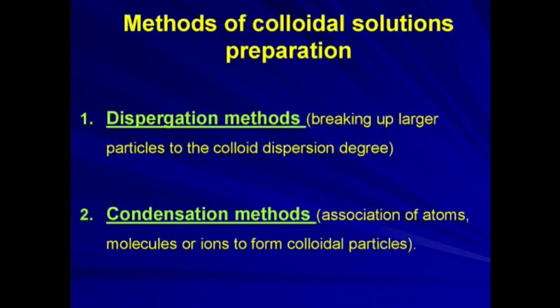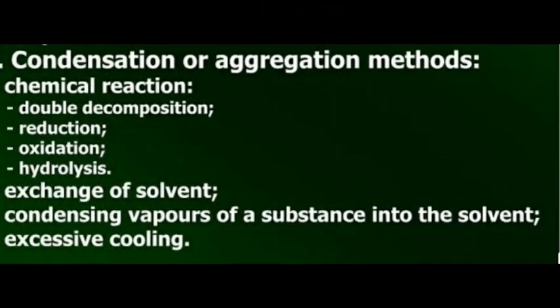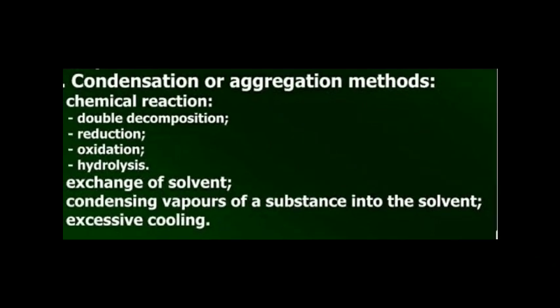The types involved in the dispersion method and the condensation method were already discussed in the previous videos. The condensation method is also called the aggregation method. The condensation method can be employed in four ways: one is double decomposition, second is reduction, third is oxidation, fourth is hydrolysis. We discussed the examples for that. Next, we discussed the physical method, the exchange of solvent. What is the exchange of solvent? Condensing the vapor of a substance into a solvent by excessive cooling. Such a method is called exchange of solvent. This is one of the physical methods.